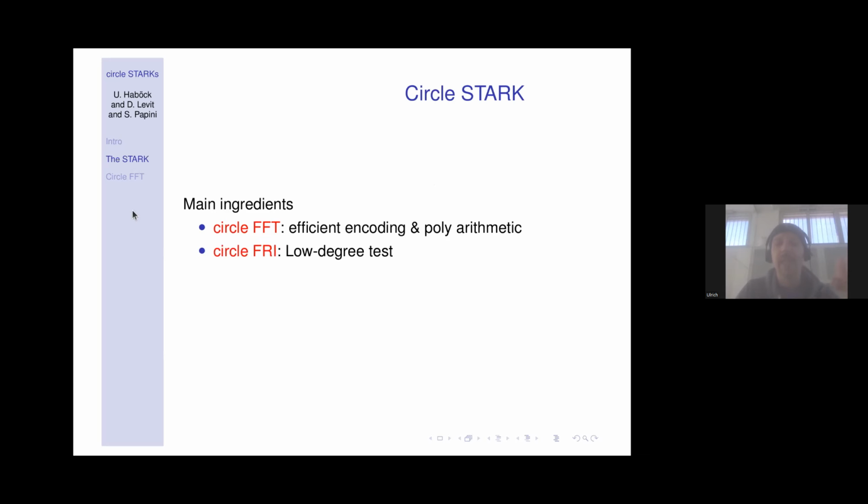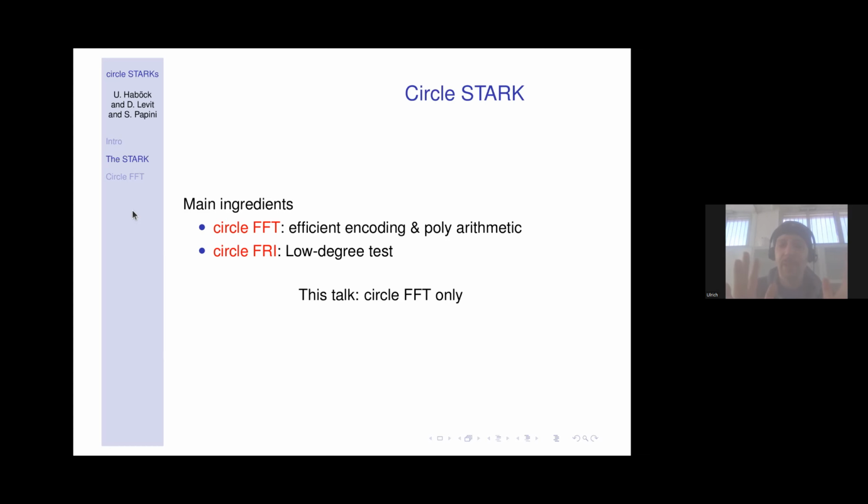So okay, the main ingredients, as already indicated, are the circle FFT, that's needed for efficient encoding and efficient polynomial arithmetic. And the second thing, very much related, because typically if you have one concept like a fast FFT tree, then it's also clear how to build from it a low degree test, which is circle FRI in this situation. Because they're so related, and I would say the core and most important construction is the FFT anyway, I will now focus only on the circle FFT.